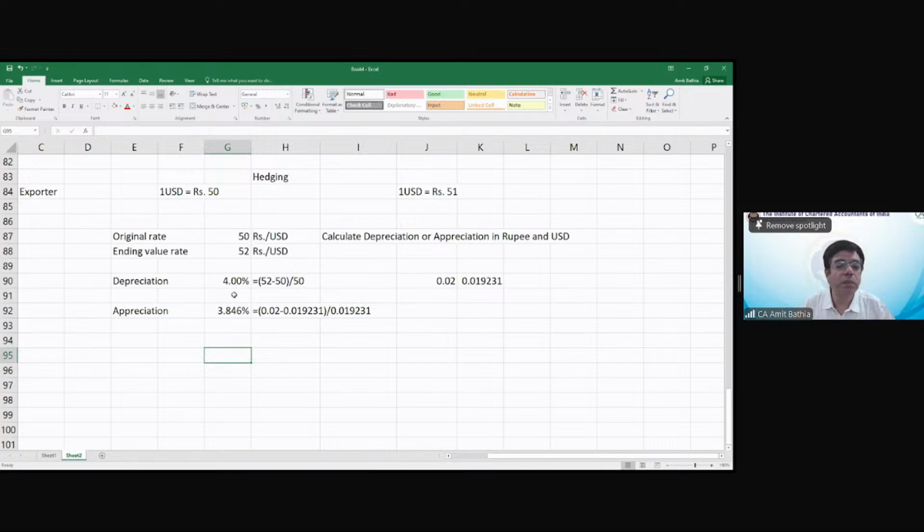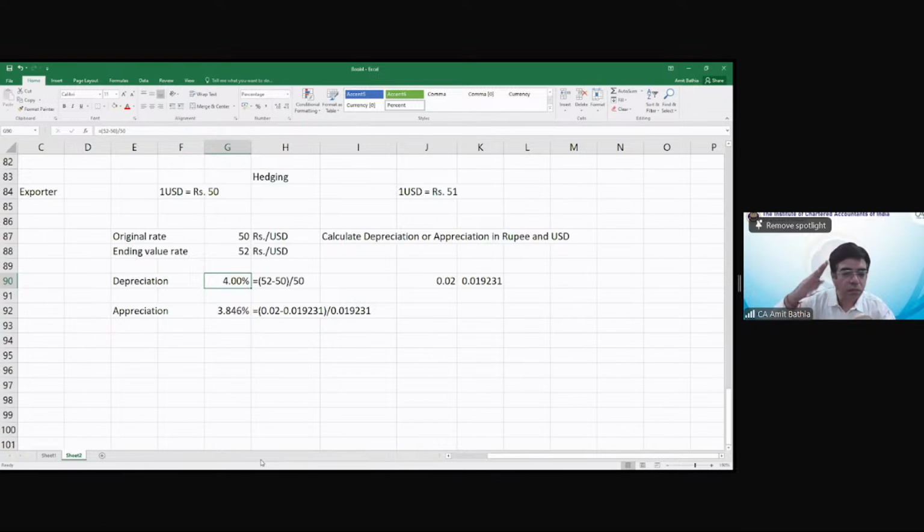So here, basically, 4% is actually the depreciation, or is it actually the gain? Now, let us try and understand the concept. Please pay attention. Are you able to see me? When I am essentially moving my hands, are you able to see me?